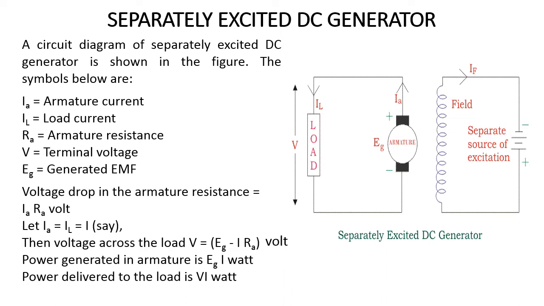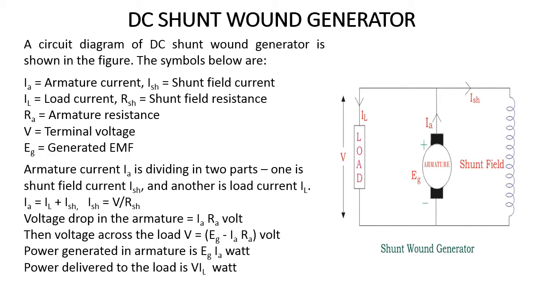Power generated in armature is Eg into I watt. Power delivered to the load is VI watt. A circuit diagram of DC shunt wound generator is shown in the figure.